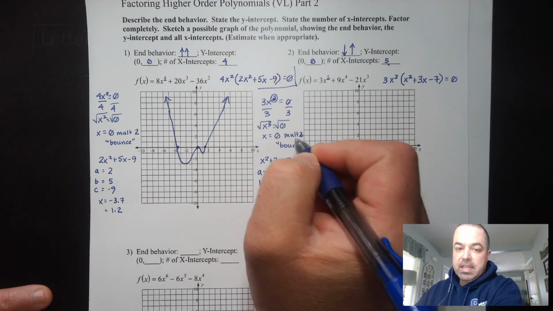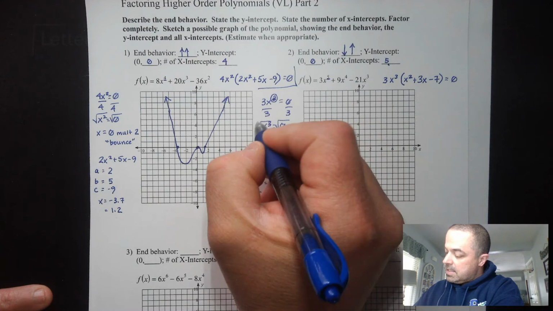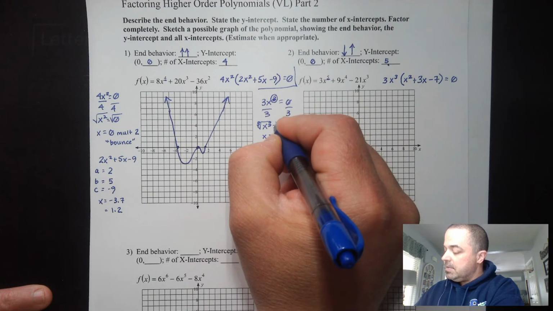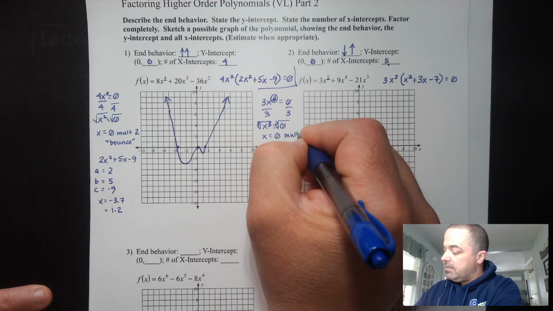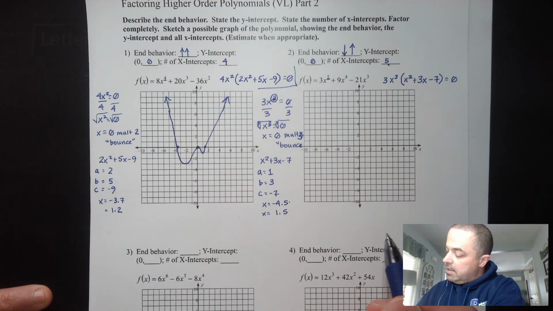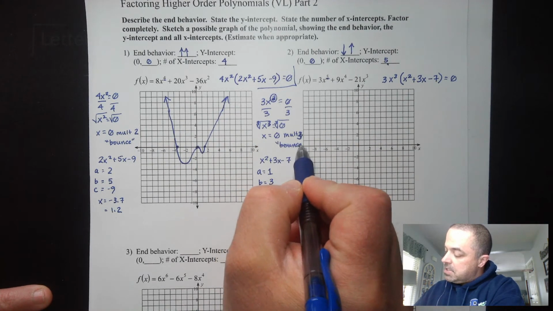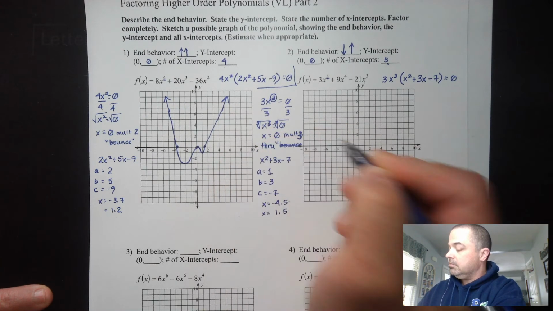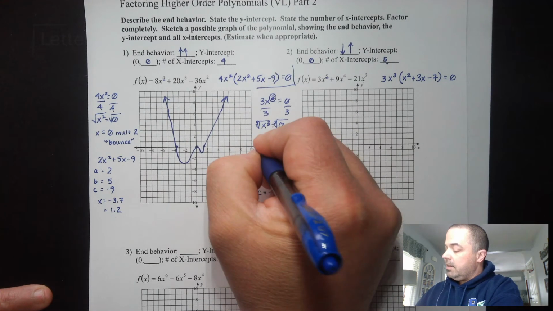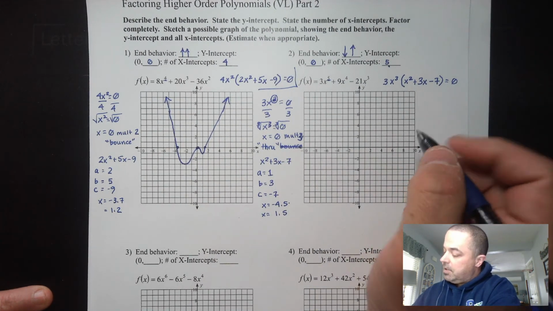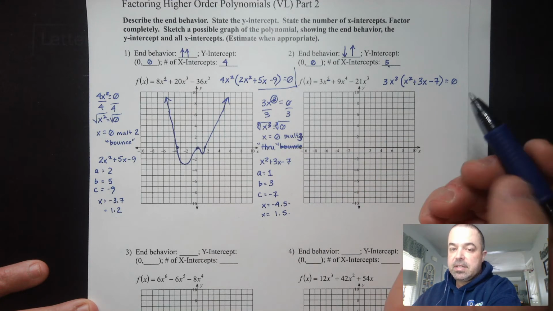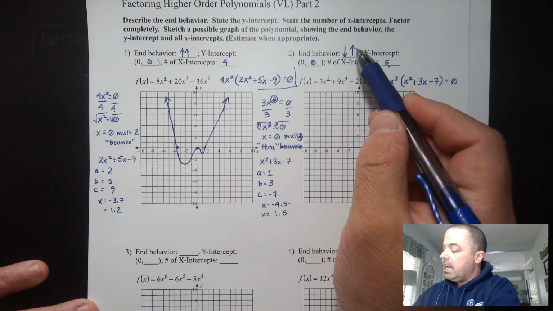So that should actually be x cubed there, which means I'm taking the cube root of 0, which gives me 0 still. So that means instead of a multiplicity of 2, I have a multiplicity of 3. And instead of a bounce, that means I have a through. Okay? So that should work. I have 1, 2, 3, 4, 5 x-intercepts. I have my y-intercept, and I have my end behavior.